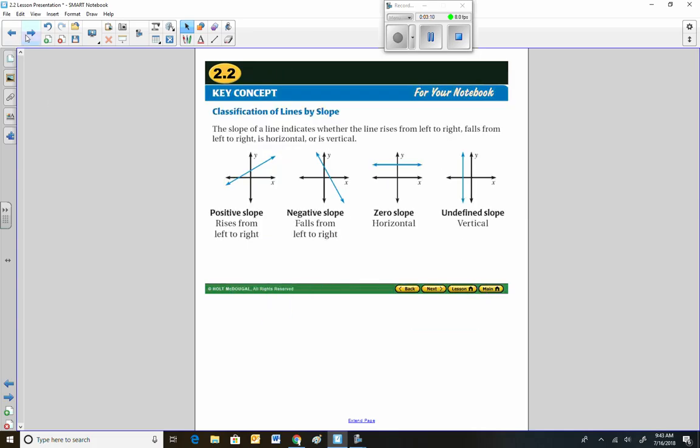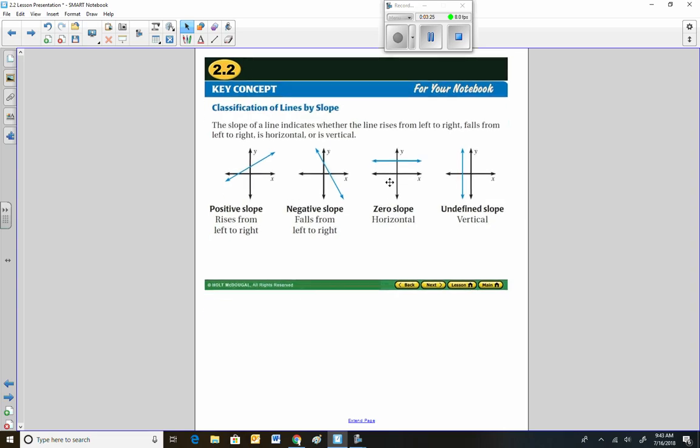All right, now the other thing other than slope we need to be able to figure out is if it's positive, negative, 0, or undefined. As you come in from the left, if it goes uphill, it's positive. And if you go downhill, it's negative. If you stay flat, it's 0. And if you go straight down, it's undefined.